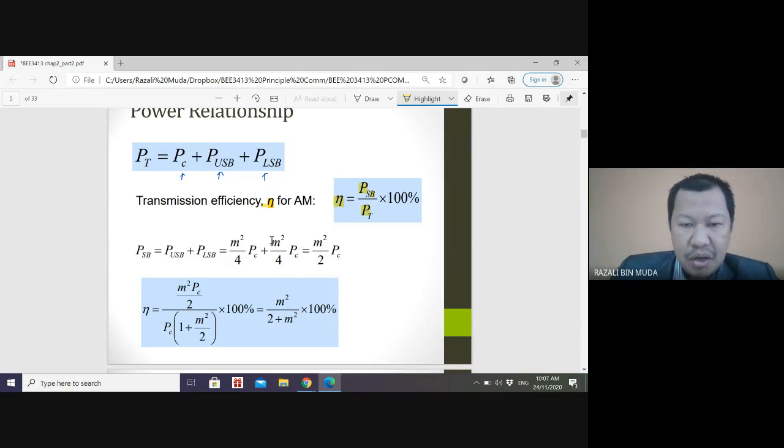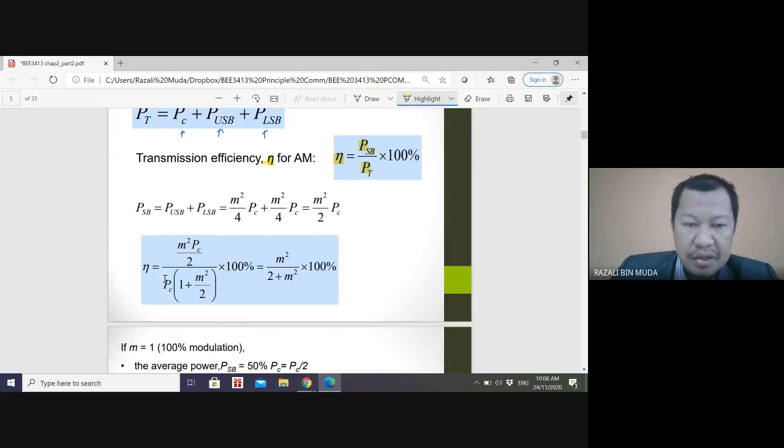Okay, so m square PC over 4 plus, so it is like 2m square over 4 PC. So it becomes m square over 2 PC. Okay, so the power, this eta, this part over the total power multiplied by 100% becomes m square over 2 plus m square multiplied by 100%, is the transmission efficiency of AM.